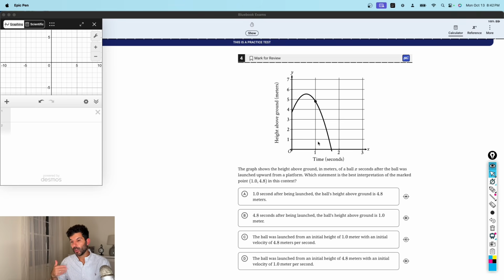So choice A says 1 second after being launched, the ball's height above ground is 4.8. That sounds like it's the answer. So I'm going to go with A. I don't think there's any question about that.